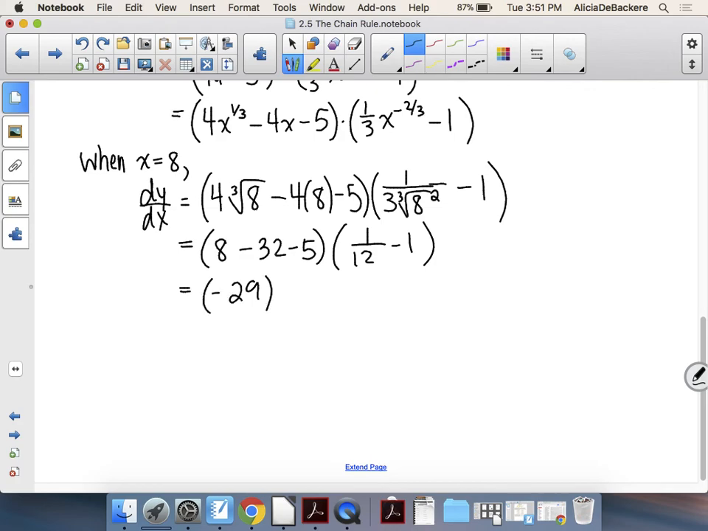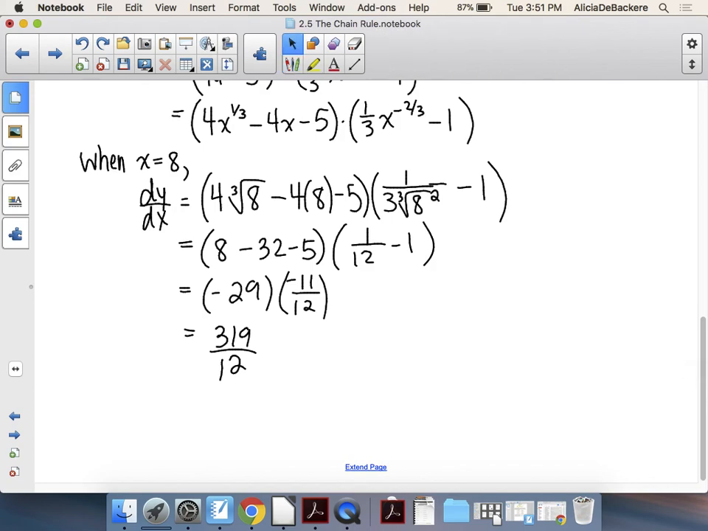In the first bracket here, I've got negative 29, and in the second bracket, if I take 1/12 and I subtract 12/12, I'll get negative 11/12. And then if I multiply those numerators, I get 319 over 12. So that tells me that at x equals 8, the derivative of y in terms of x would be 319 twelfths.